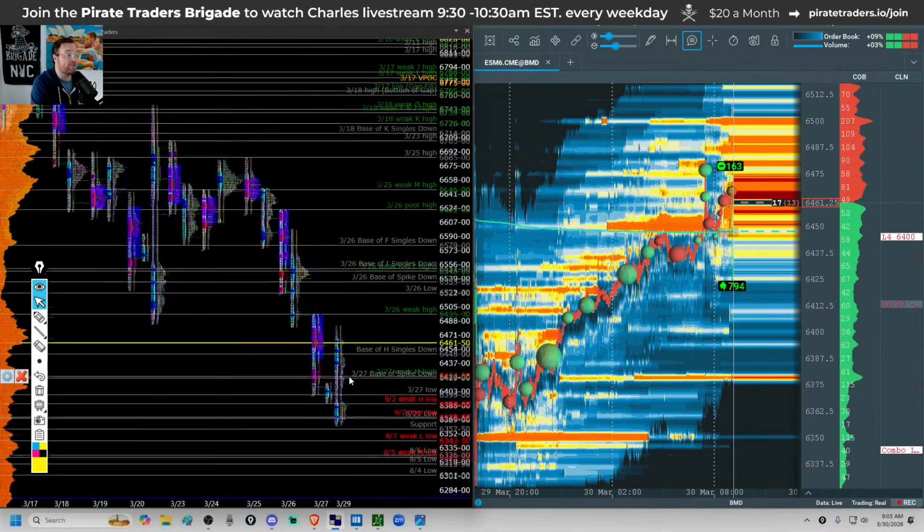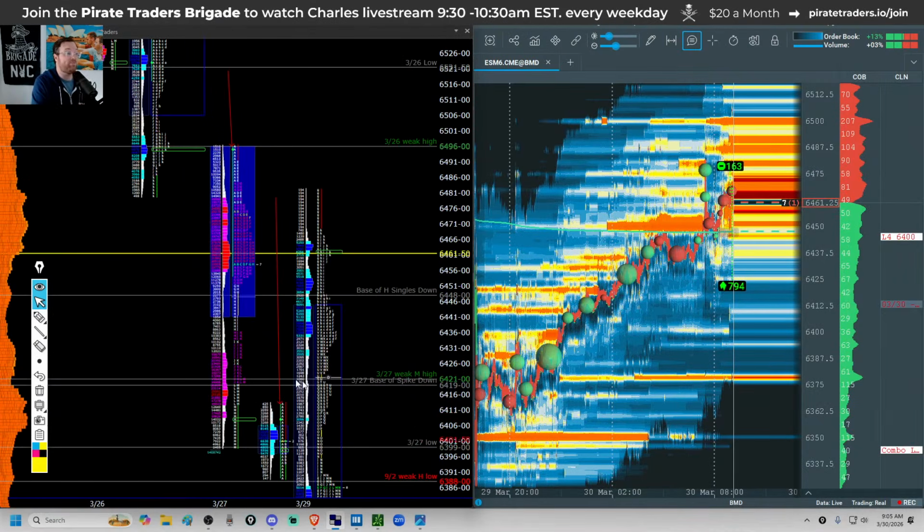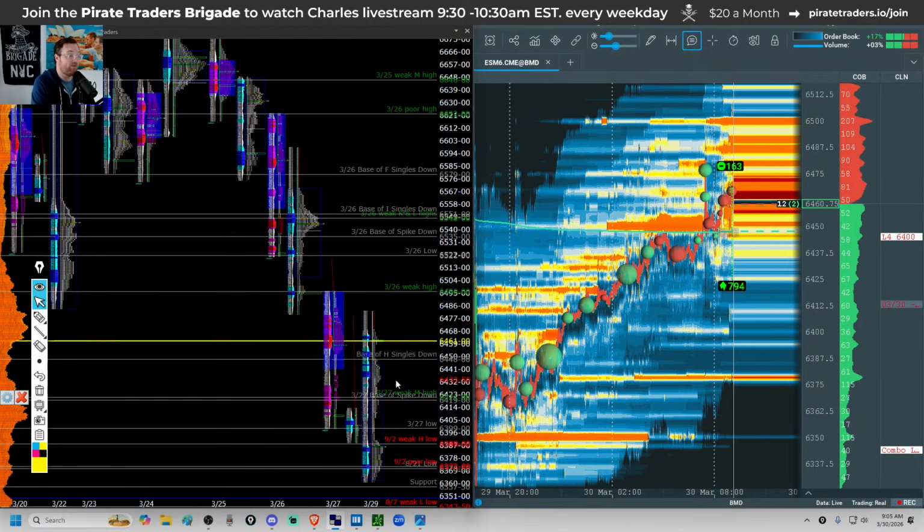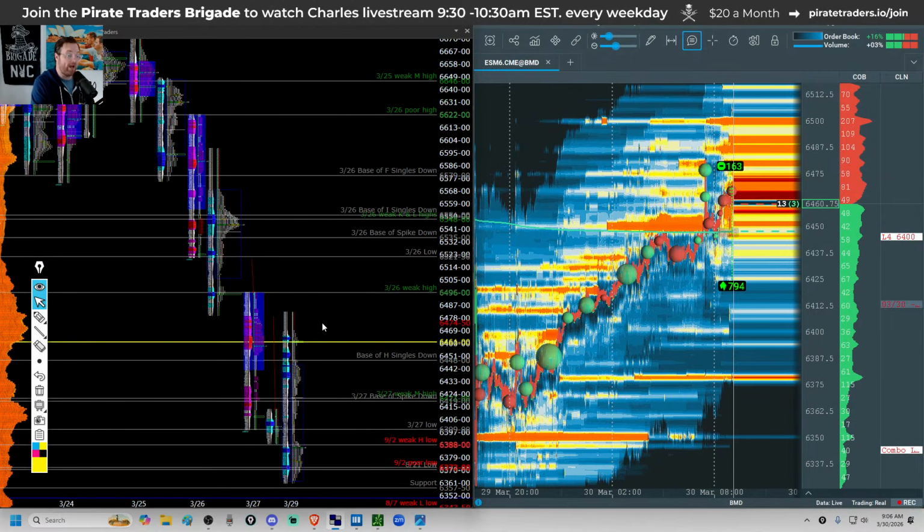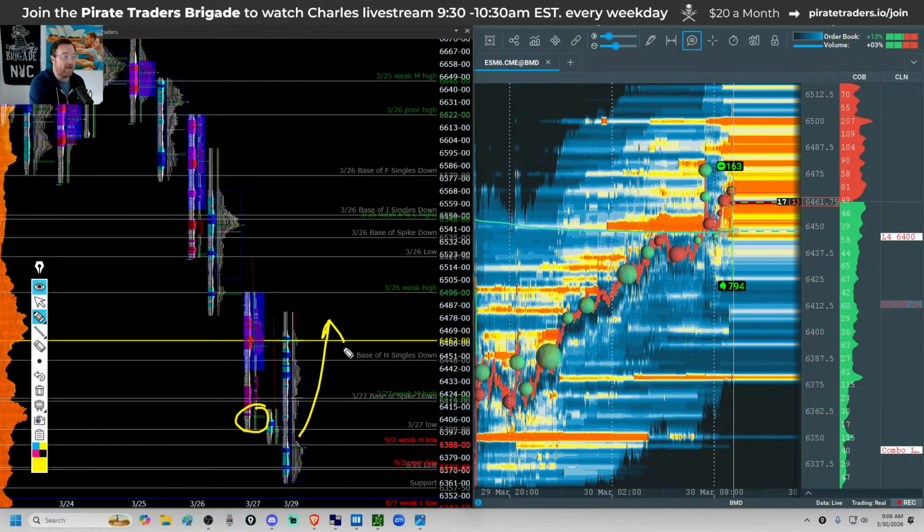As a matter of fact, at the close on Friday, we even had a spike down, which should have us very, very bearish. But this is where the market profile and understanding the auction process gives us an enormous edge in our trading. Because on Friday at the close, what was I saying to the people in the Pirate Traders Brigade? I was saying this thing needs a bounce. It needs to reverse and come back up.